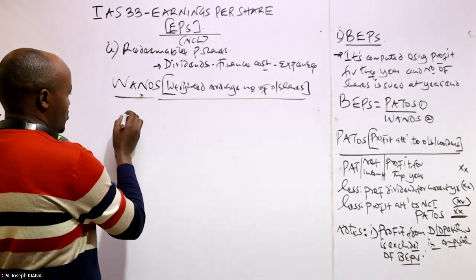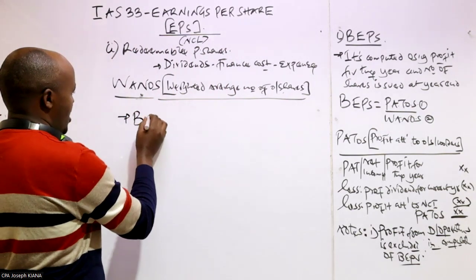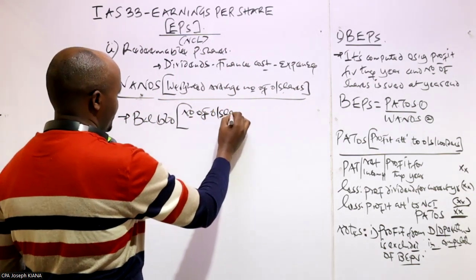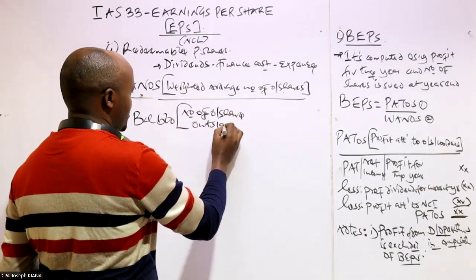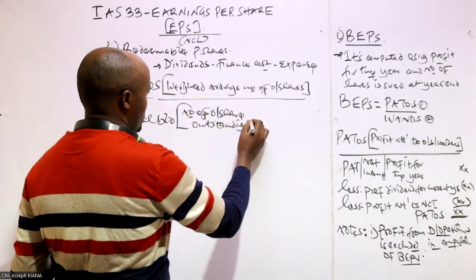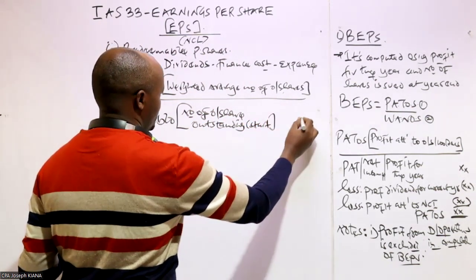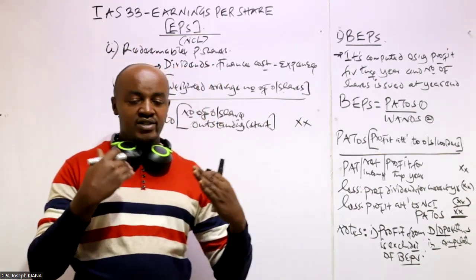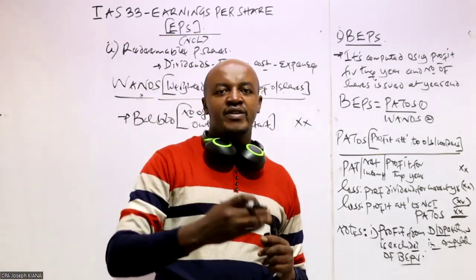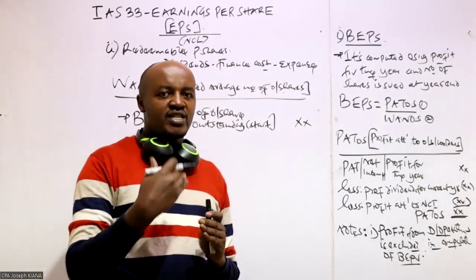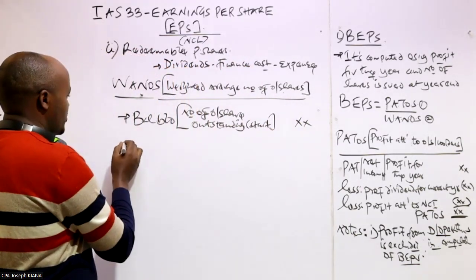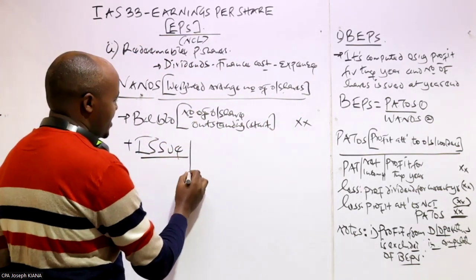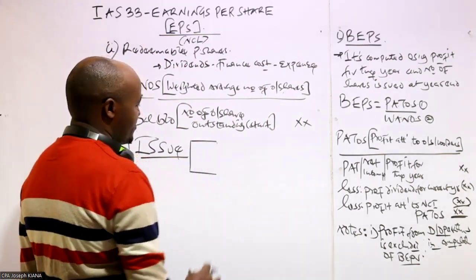earnings per share? This one is computed by taking the number of ordinary shares outstanding at the start of the year. When we talk about the number of ordinary shares outstanding at the start of the year, we are referring to the ordinary shares which have been issued and fully paid. Number of ordinary shares issued and fully paid at the start of the year. And then to this, we add the shares which were issued by the company during the current year.